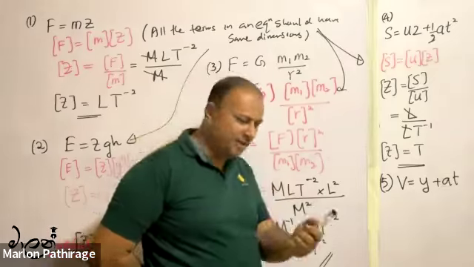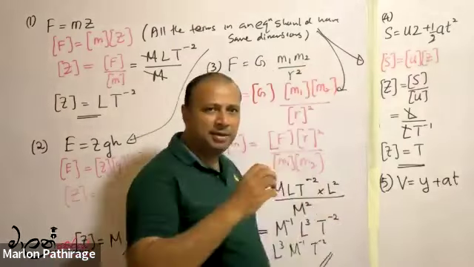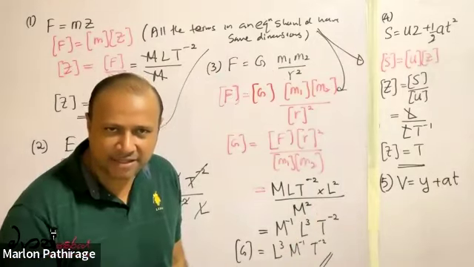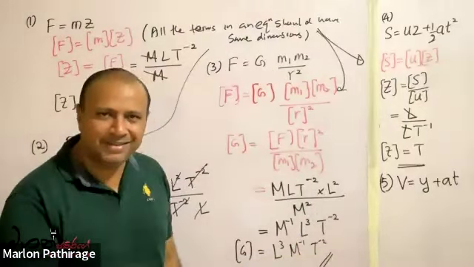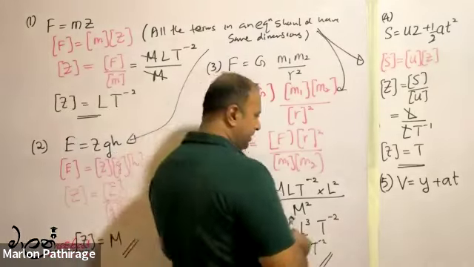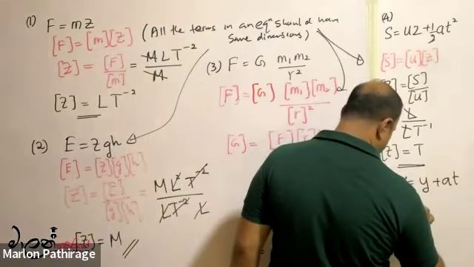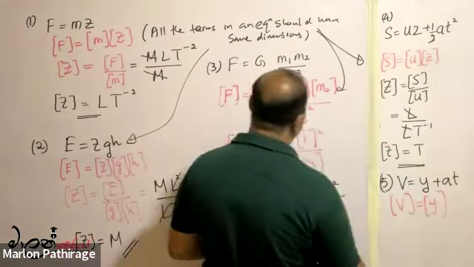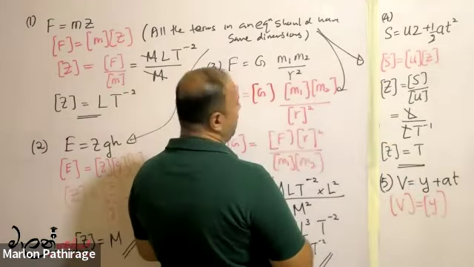Same one. Yes, very good. Put the same one. All the terms in an equation should have the same dimension. Based on that, the dimension of u is equal to the dimension of v. Simple thing. You have to mention the argument here.